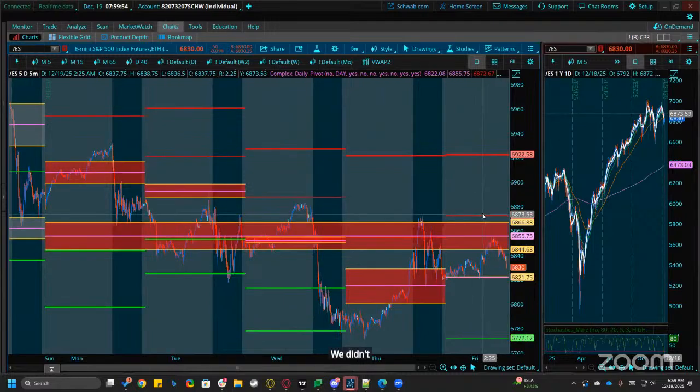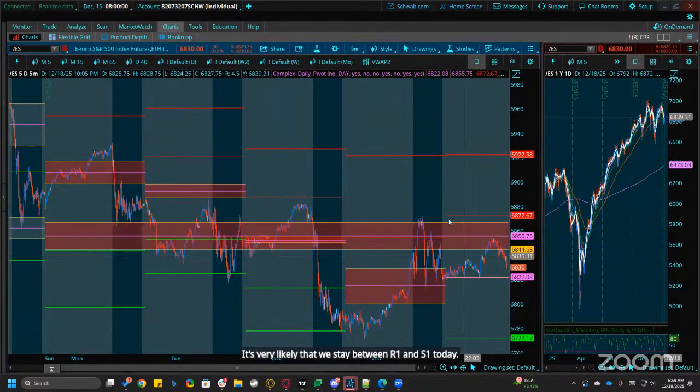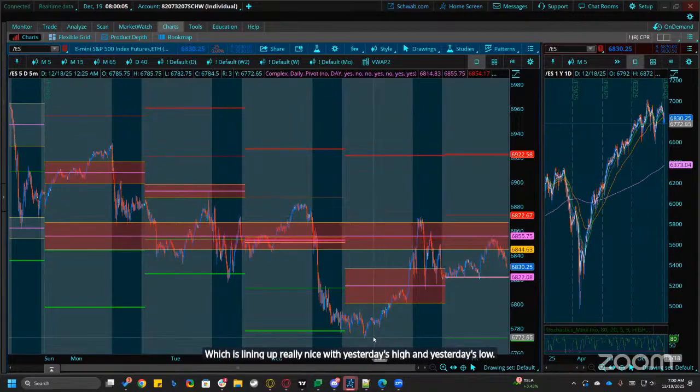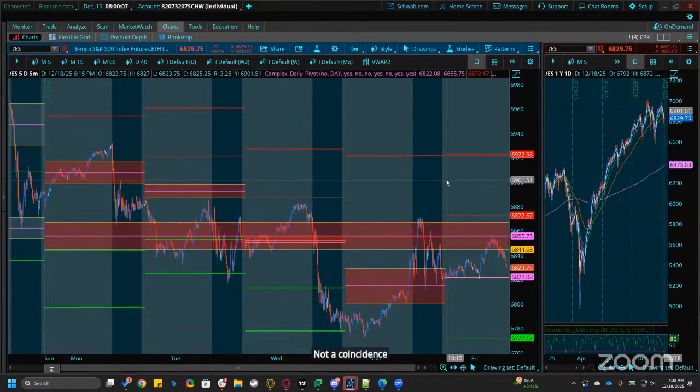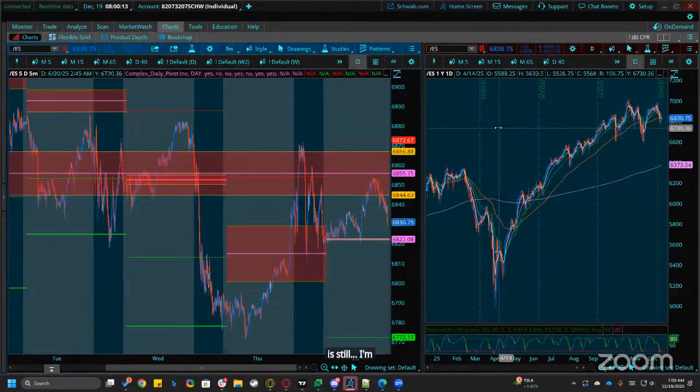We didn't even make it to R1. It's very likely that we stay between R1 and S1 today, which is lining up really nice with yesterday's high and yesterday's low. Not a coincidence. The base case argument that today is a sideways day, I'm still confident in that.